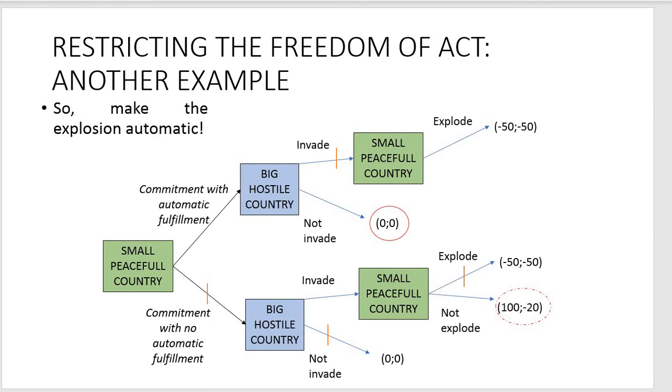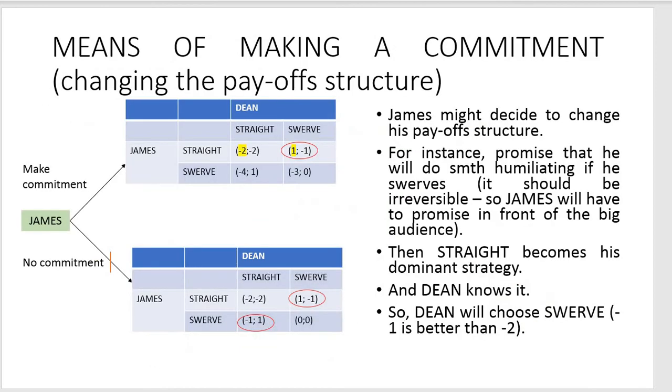Okay, so this was the idea. Another way to make your commitment more credible is to change the payoff structure. So James can decide to change his payoff structure, for instance by promising that he will do something very humiliating and unpleasant in case he decides to swerve. So then instead of -1 he will get -4.